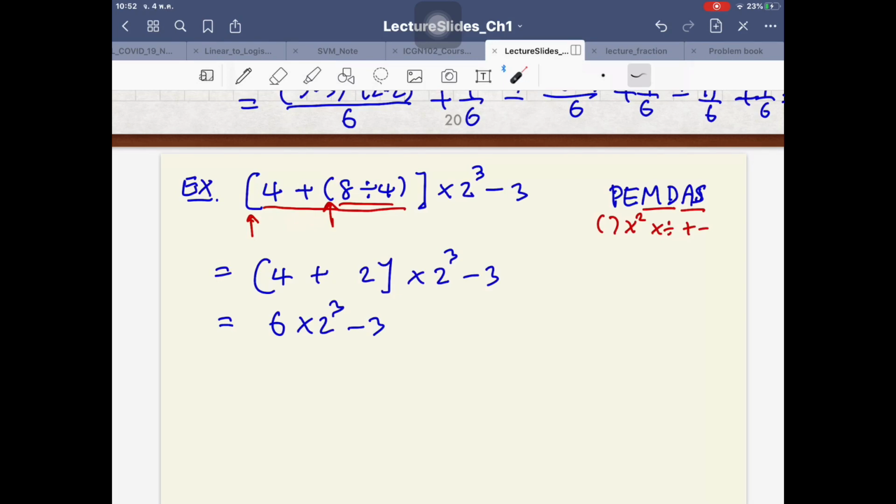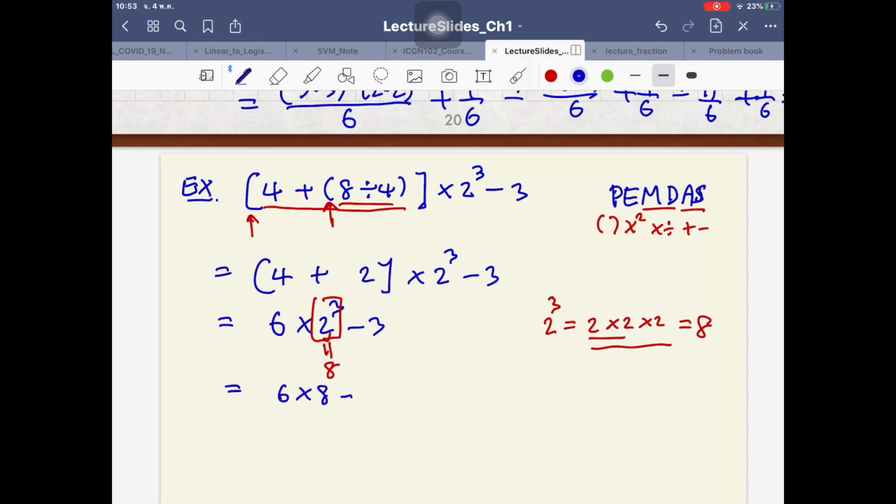So the next step, you need to calculate 2 to the power 3. And this will give you 8, right? 2 to the power 3 means that you have 3 terms of 2 multiplied together. 2 times 2, you get 4. 4 times 2 again, you get 8. So now you're going to get 6 times 8 minus 3.